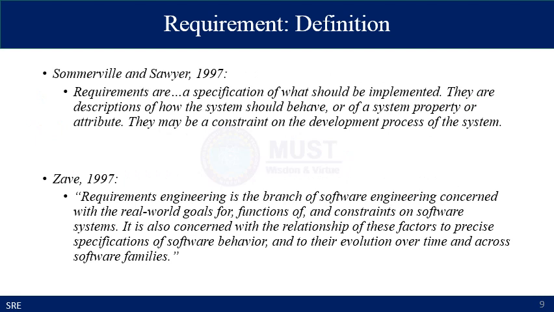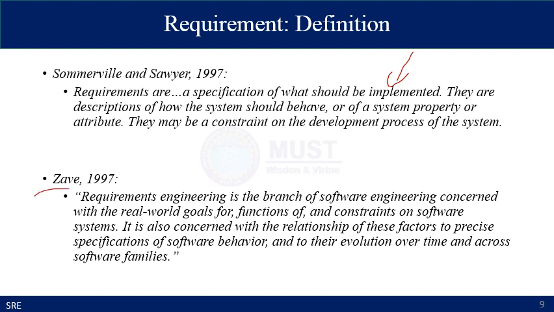Similarly, there are further definitions by different authors. For example, if you refer to the Sommerville book from 1997, requirements are again a specification of what should be implemented in your system. They are a description of how your system should behave, or a system property, or an attribute. They may be a constraint on the development process of the system.